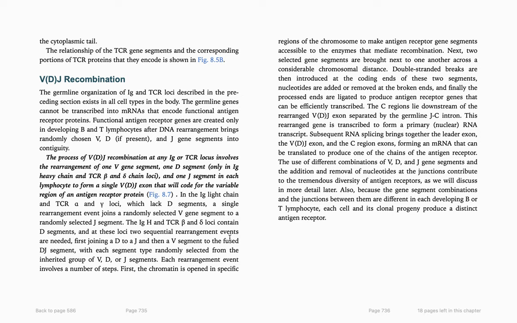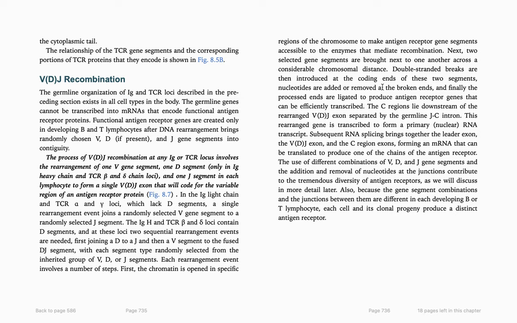Each rearrangement event involves a number of steps. First, the chromatin is opened in specific regions of the chromosome to make antigen receptor gene segments accessible to the enzymes that mediate the recombination. Next, the two selected gene segments are brought next to one another across a considerable chromosomal distance. Double-stranded breaks are then introduced at the coding ends of these two segments. Nucleotides are added or removed at the broken ends, and finally the processed ends are ligated to produce antigen receptor genes that can be efficiently transcribed.